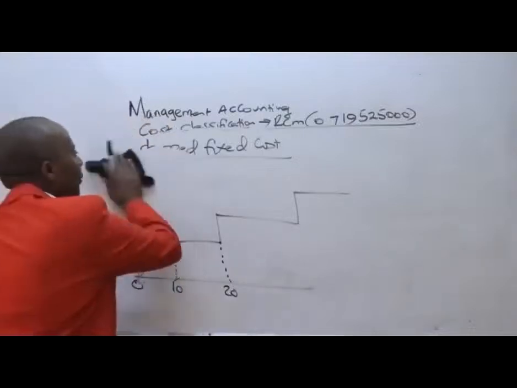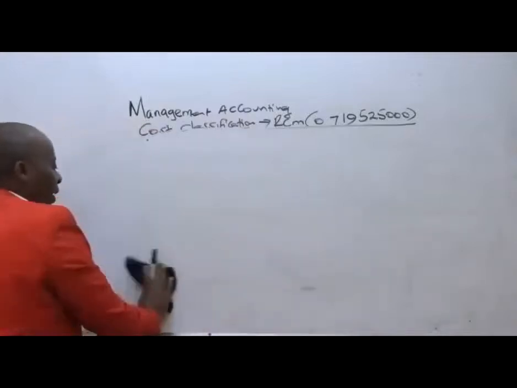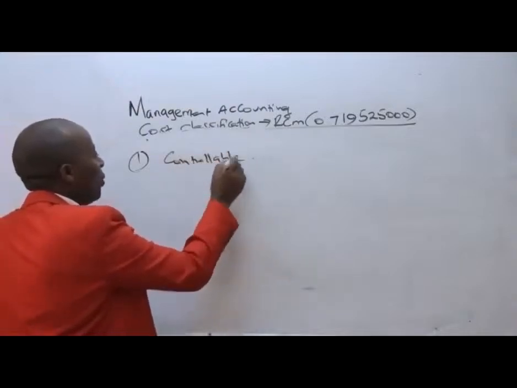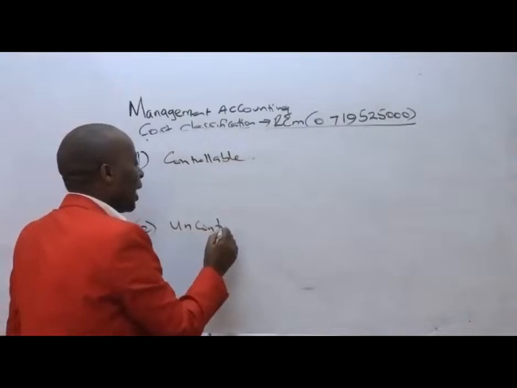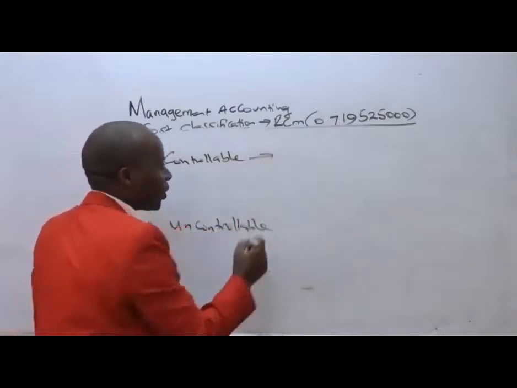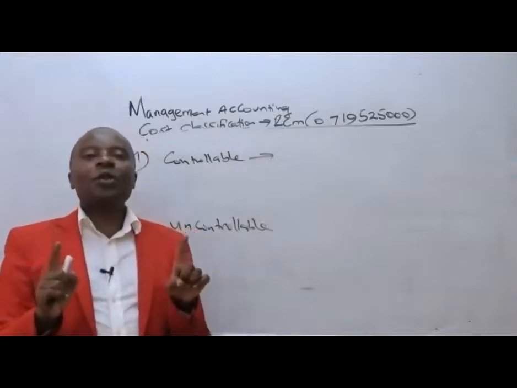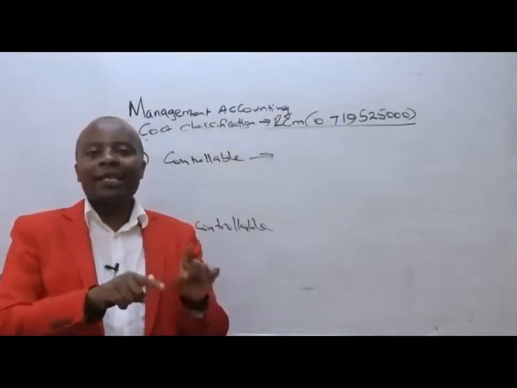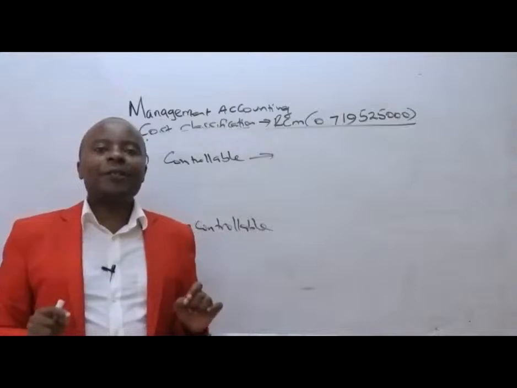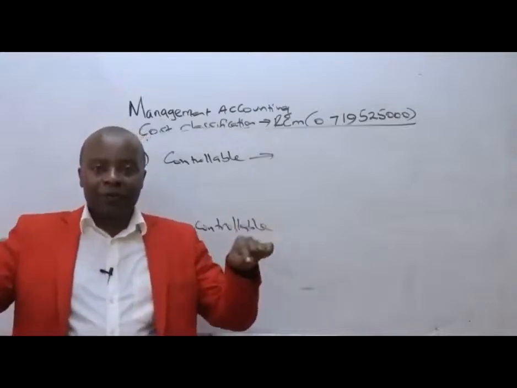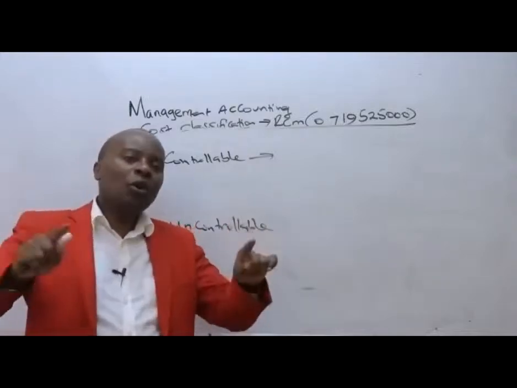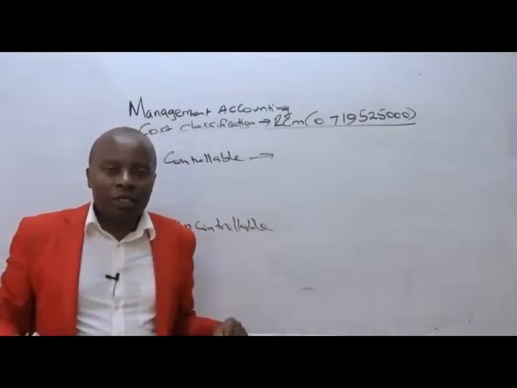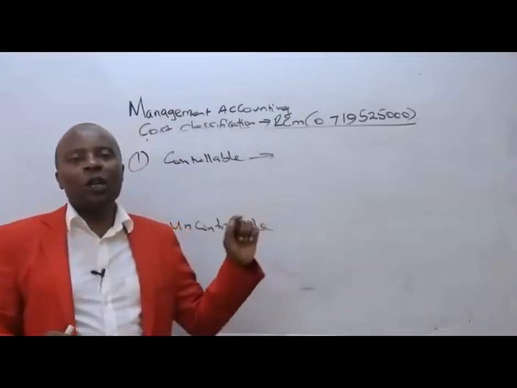Which classes are these? Under controllability classification, we are going to be having those costs which are controllable, and those costs which are non-controllable or uncontrollable, as the name suggests. Controllable costs are those costs that we can control, that we can influence, their incurrence or not, as management. So as management within this firm, if we say no to training, then our people will not be trained, and we will not incur training cost. So training cost becomes a very good example of a controllable cost.